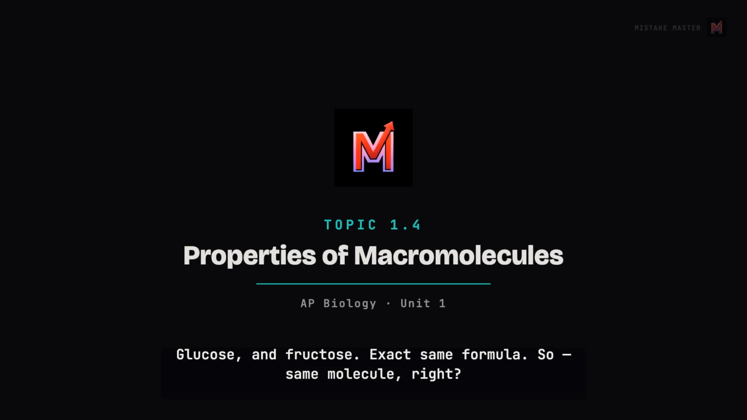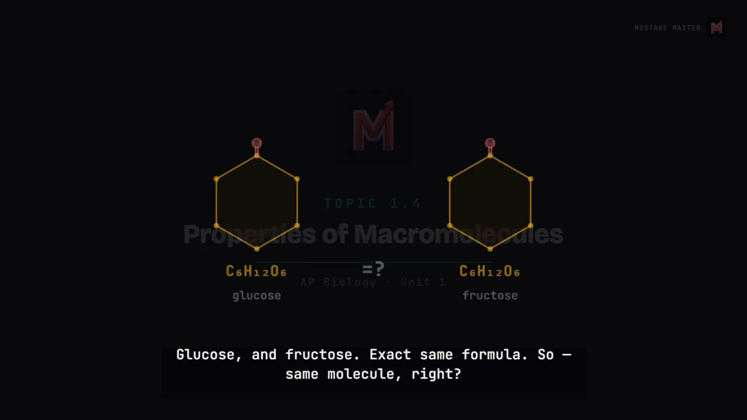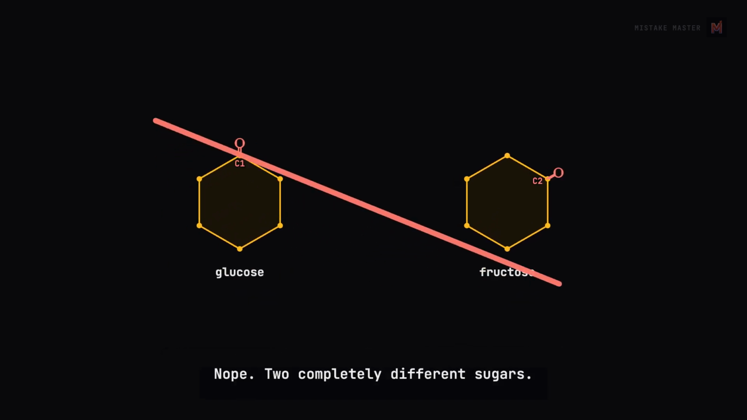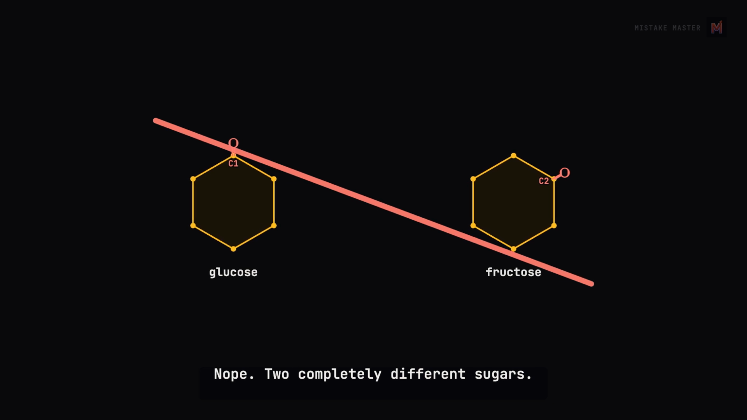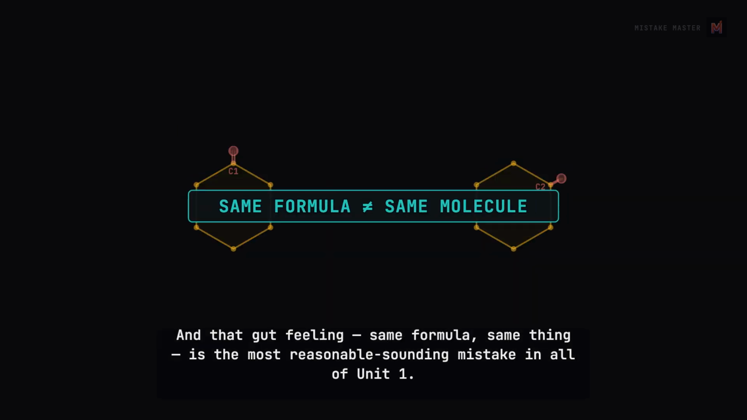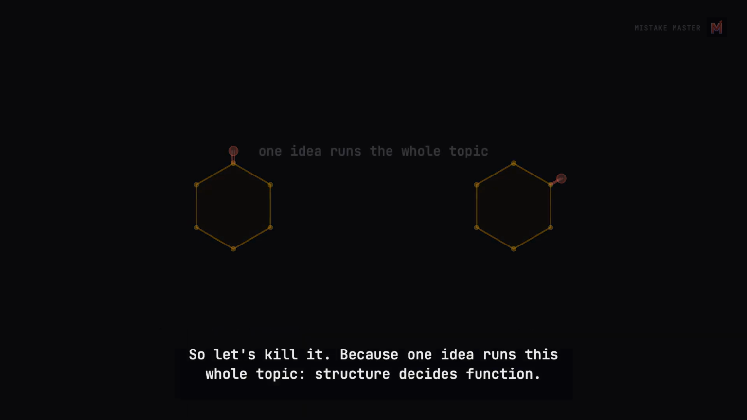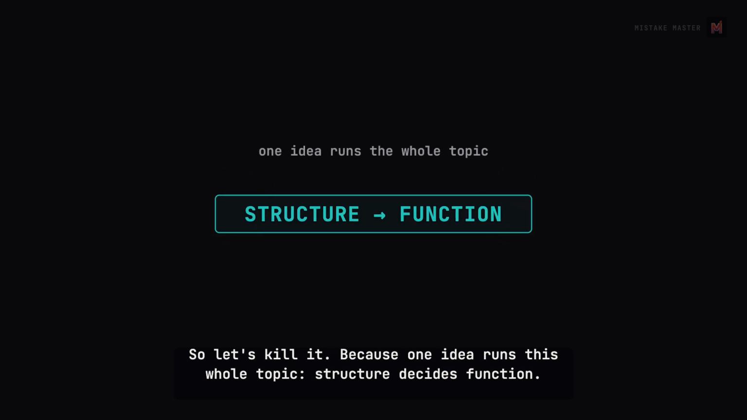Glucose and fructose. Exact same formula. So, same molecule, right? Nope. Two completely different sugars. And that gut feeling, same formula, same thing, is the most reasonable sounding mistake in all of Unit 1. So let's kill it, because one idea runs this whole topic.